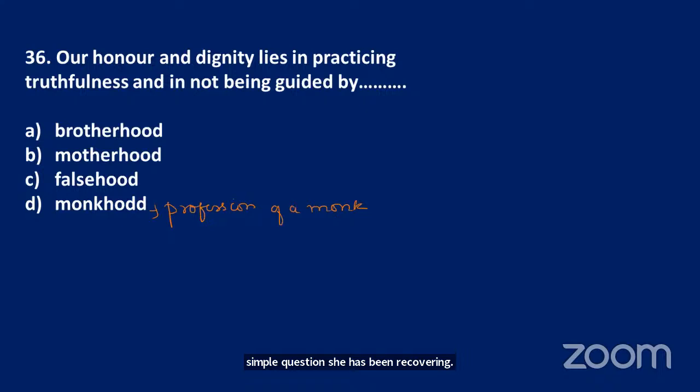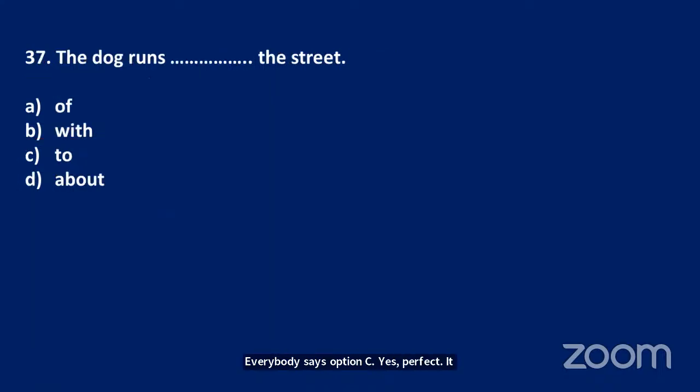Our honor and dignity lies in practicing truthfulness and in not being guided by dash. Is it brotherhood, motherhood, falsehood or monkhood? So monkhood means usually the profession of a monk. So that's the dictionary meaning. So this I really need to see how many are going to give me the answers. Nikhil, Sai Vardhan, Chetan, everybody says option C. Yes, perfect. It should not be guided by falsehood. Perfect. See the next question.